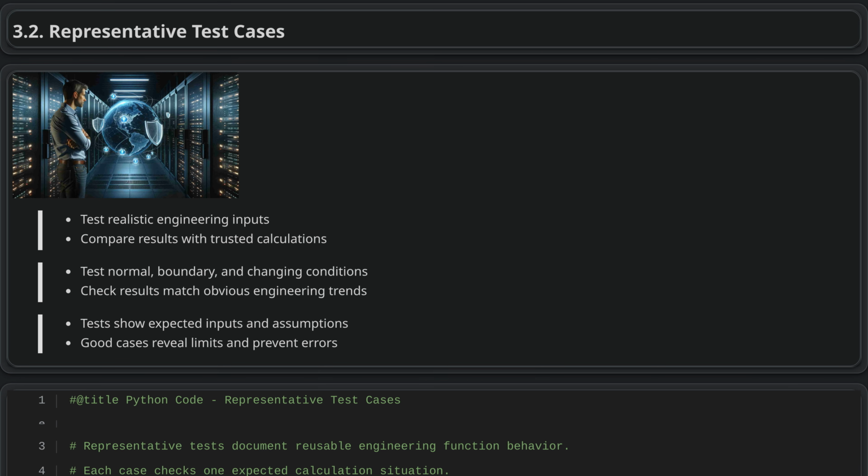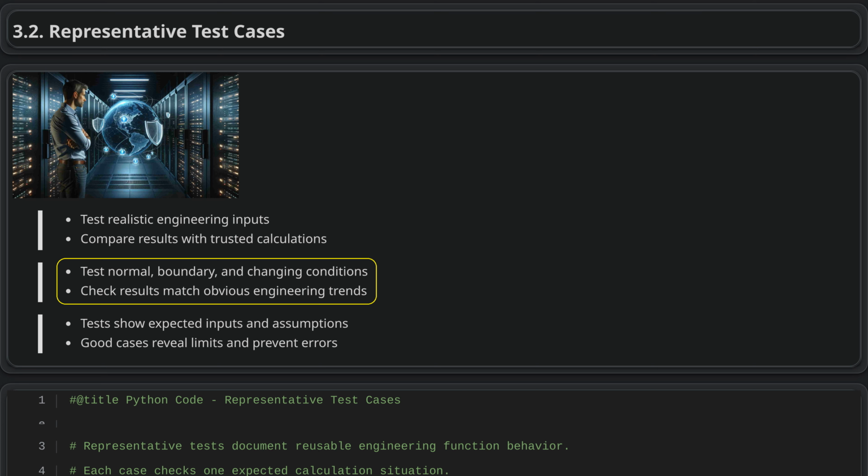Representative test cases. When testing chemical engineering functions, use realistic cases that match real process conditions, such as typical temperatures or flow rates. Check the results against trusted tools like spreadsheets or simulators to confirm they are not only error-free, but also physically reasonable. For example, a liquid mixture density calculation should be tested under normal operating conditions to see whether the output falls in an expected range.